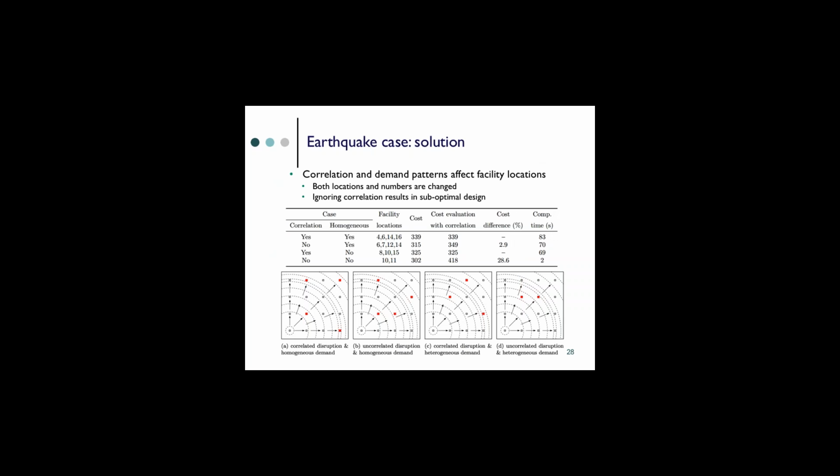We have run 4 different cases. The first one is with correlation and the demand is homogeneous. The second one is without correlation and with homogeneous demand. The third one is with correlation but the demand is heterogeneous. The demand is centered. The demand in the centered area is higher than the demand in the outer area. The last case is without correlation and with heterogeneous demand.